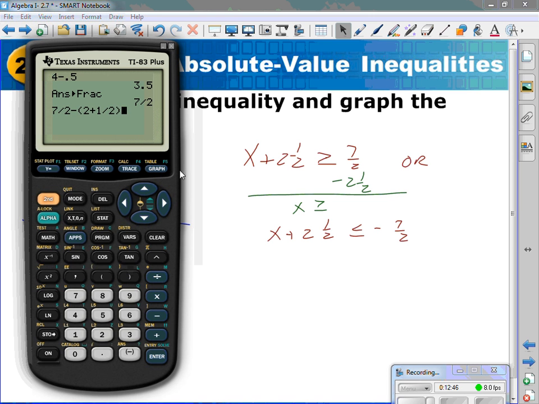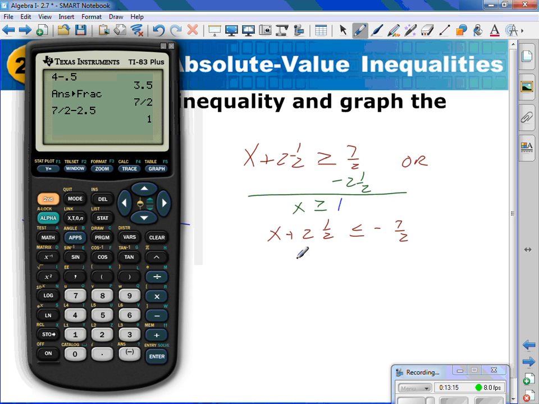The way I usually do it, if I have to write a mixed number, is I just go 2.5. Calculator's smart. It can mix fractions and decimals. 7/2 minus 2.5, enter, is 1. Wow.